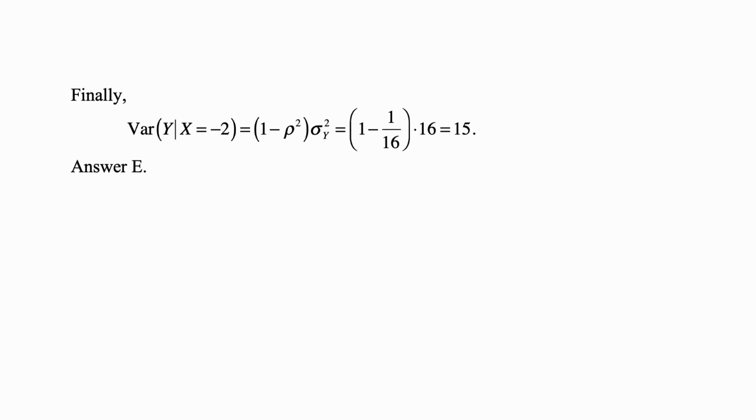And another formula that you need to remember about the bivariate normal distribution: variance of Y given that X is equal to -2 is actually always equal to 1 minus rho squared times sigma y squared. And we just plug in the values that we know. That's 1 minus 1/16, because the square of 1/4 is 1/16, times 16, and that's equal to 15. And this is answer E.